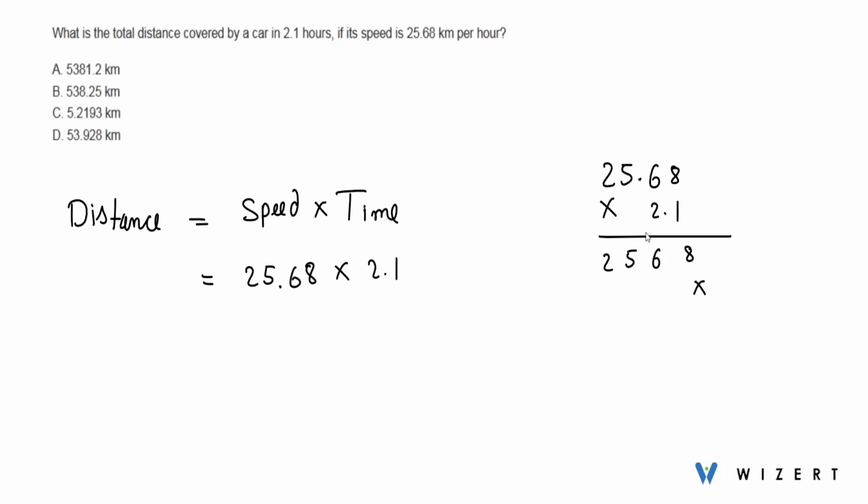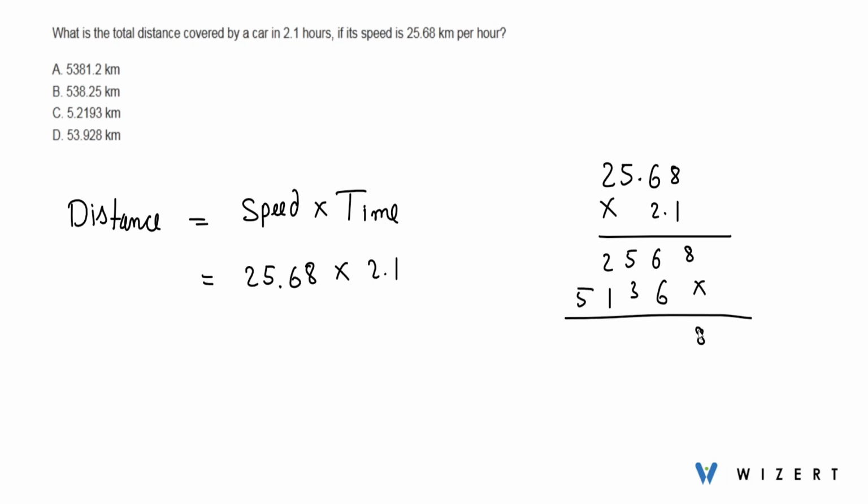And then we have 8 multiplied by 2 which is 16. Then we have 1 as a carry. So 6 multiplied by 2 is 12 and 12 plus the carry which is 1 will be equal to 13. So we will have 13 over here. Again we have 1 as a carry. So 5 multiplied by 2 will be equal to 10. 10 plus 1 will be equal to 11. Again we have 1 as a carry. So 2 multiplied by 2 is 4 and 4 plus 1 will be equal to 5.